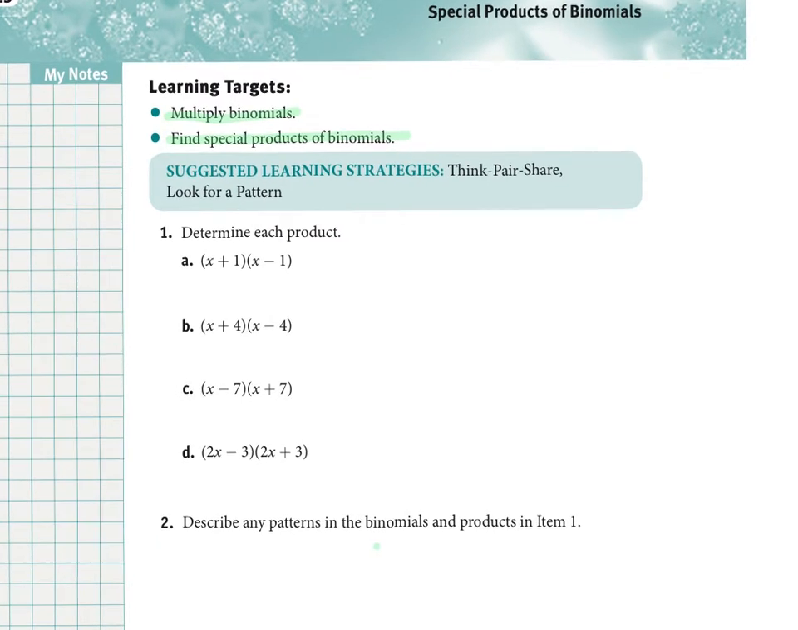We have 4 different problems where we're going to determine each product, and we're going to see if we can notice a pattern as we go through this, and we're going to describe it in part B. So let's go ahead. I want you to pause the video right now and find the product of all 4 of those, and you can choose to do this either through the distributive property or using that box organizer to multiply the binomials. Pause the video and press play whenever you're ready.